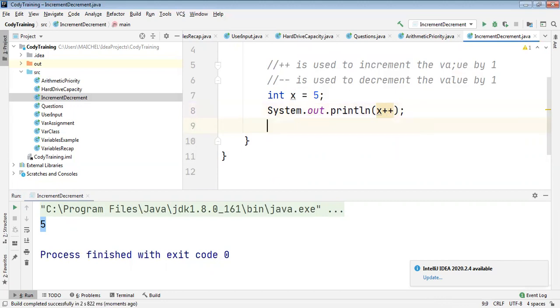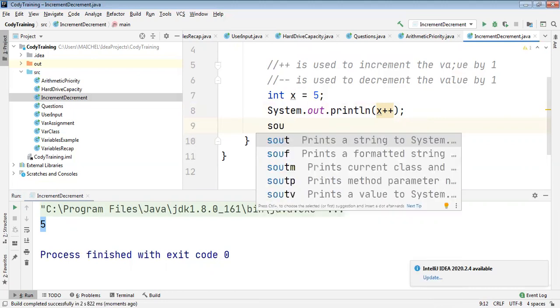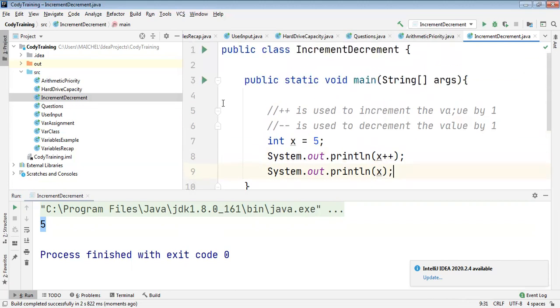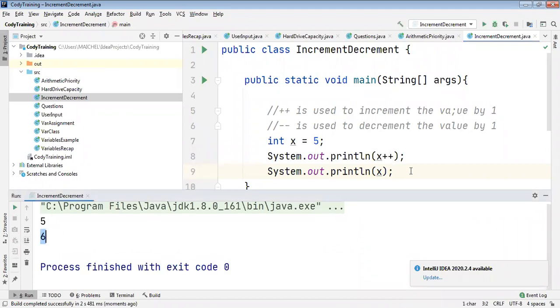Like here, if I try to print the value of x again, without any increment or decrement, on the second line, I will get 6 again. But on the first line, I'm still getting 5 instead of the incremented value.